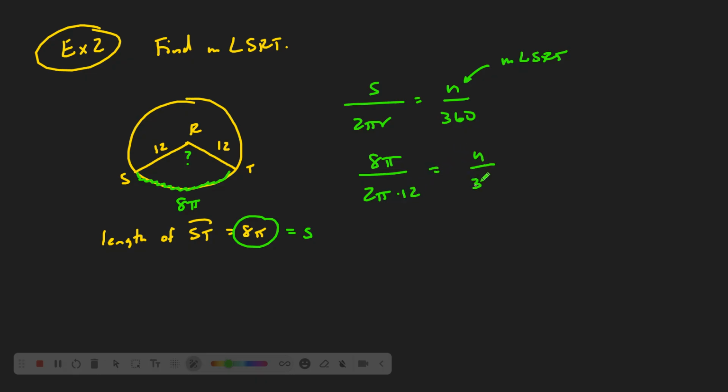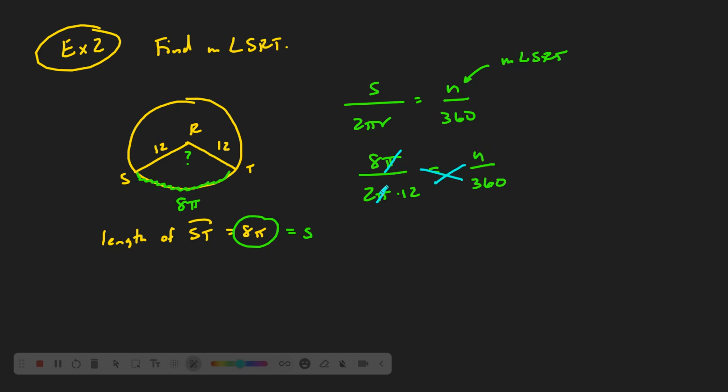equals N over 360. Now the one thing I really like about this, and some kids forget this, is because their arc length is in terms of pi, that 8 pi, look at this fraction right here. Do you see how we can just cancel the pi, top and bottom? That's a beautiful thing, right? It's really, really good.